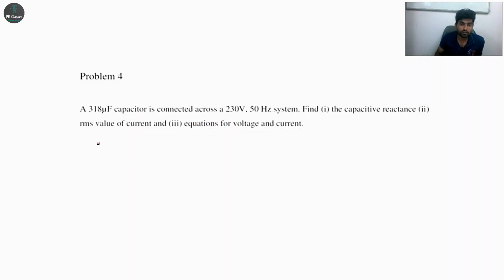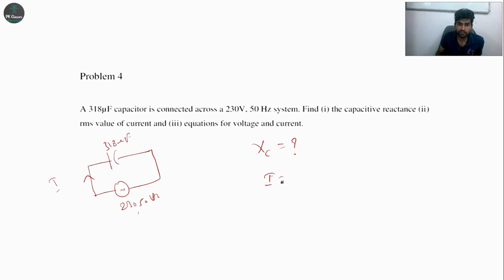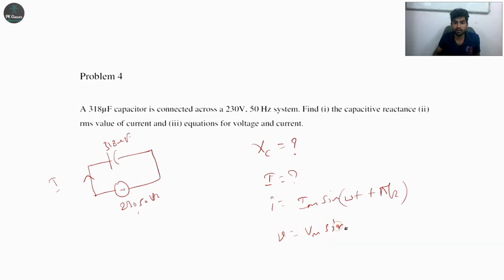A 318 microfarad capacitor is connected across a supply of 230 volts, 50 hertz. We need to calculate the capacitive reactance Xc, then the RMS value of current I, and then the equations of voltage and current. I is equal to Im sin(omega t plus pi by 2), plus pi by 2 for capacitor and minus pi by 2 for inductor. V is equal to Vm sin omega t, which is constant for inductor, capacitor, RL circuit, RC circuit, whatever it may be.